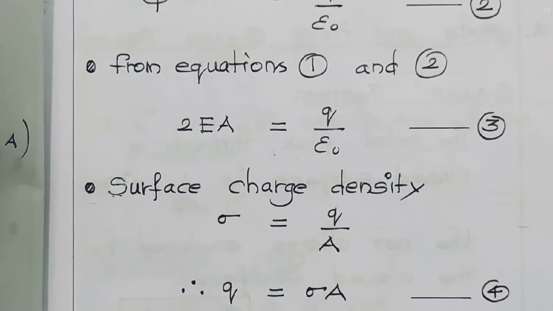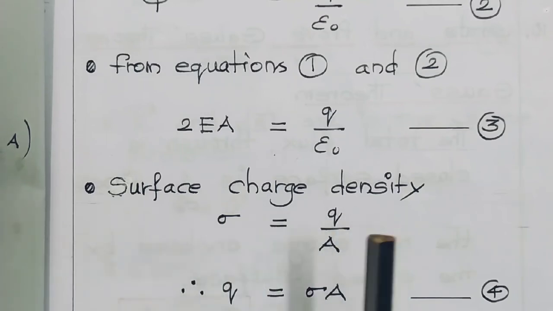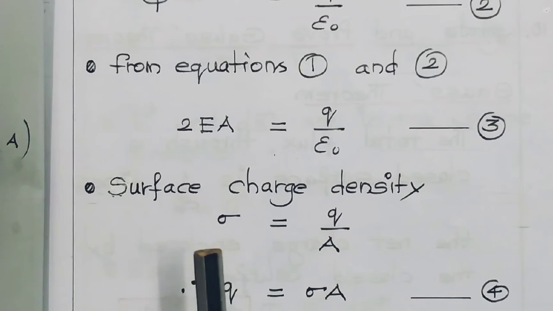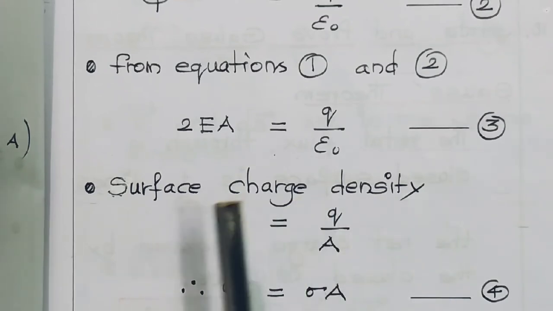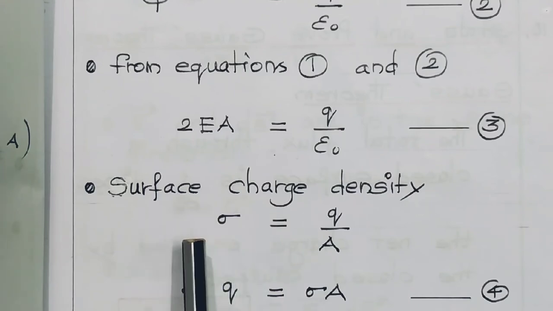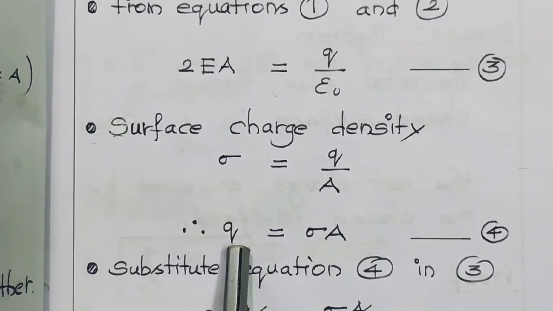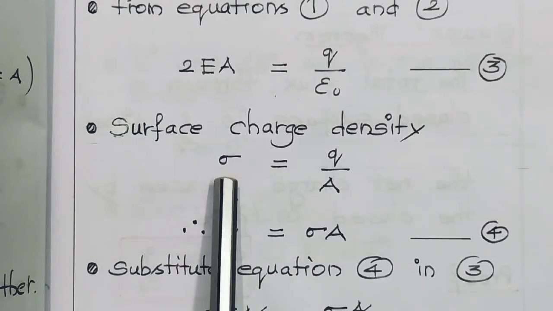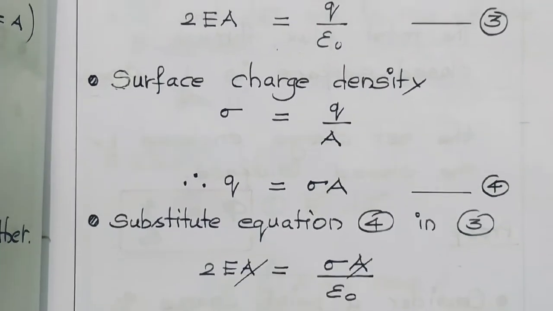Then we have studied linear charge density, surface charge density and volume charge density. Here let us take surface charge density as we deal with surface charges. So surface charge density sigma is equal to Q by A, charge by area. Therefore, Q is equal to sigma into A. Let it be equation number 4.